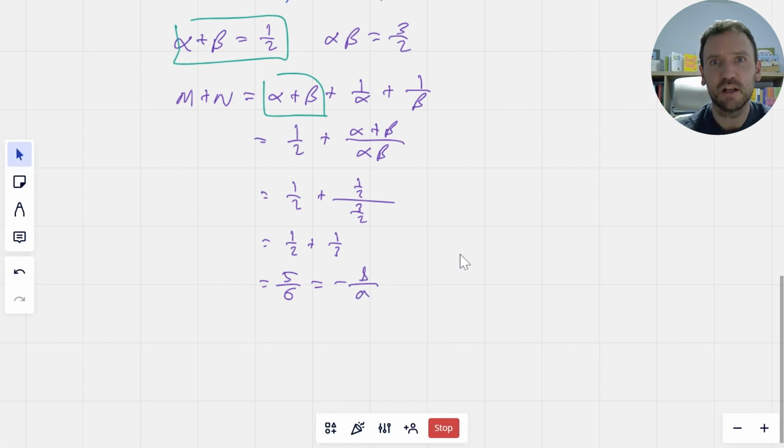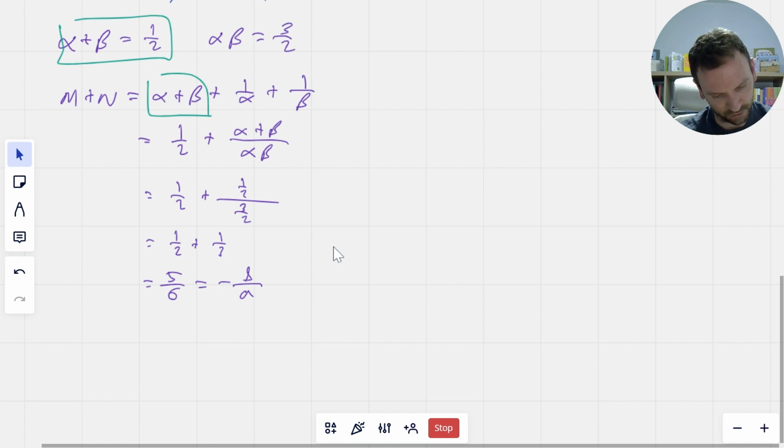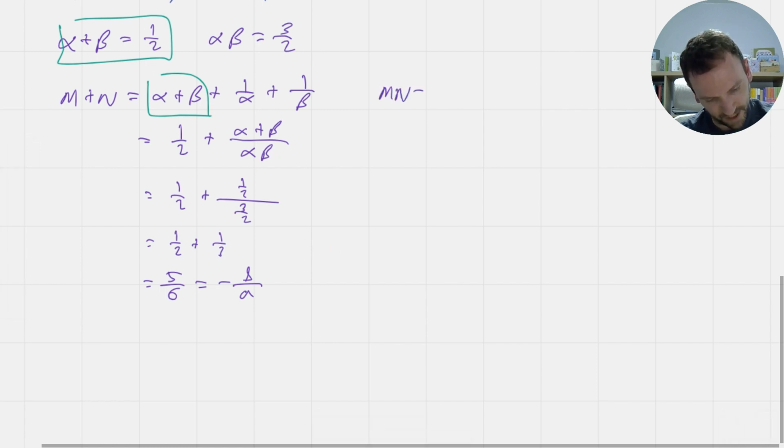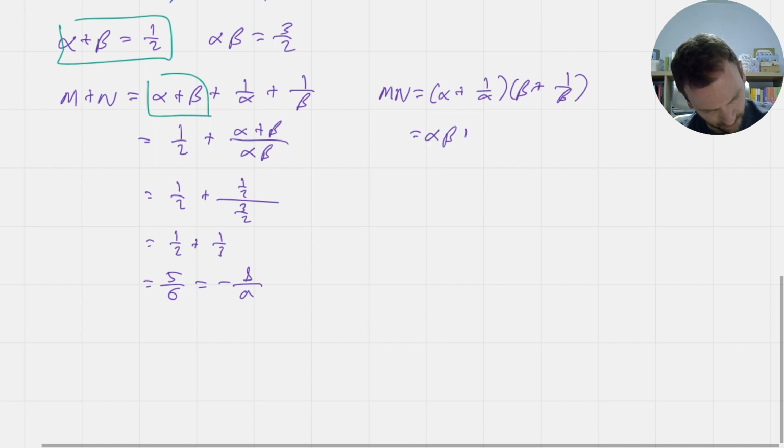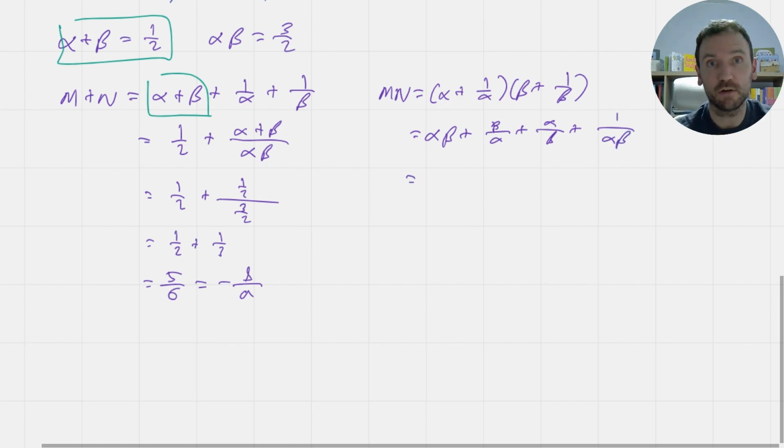That's one relationship. The other thing we need to look for here is the product of our roots. So we need to look for what m times n is. If we're doing that, we're doing alpha plus 1 over alpha multiplied by beta plus 1 over beta. And when we go through here, we're going to get alpha beta plus beta over alpha plus alpha over beta plus 1 over alpha beta. Some of these things we know already. We already know alpha beta because that's 3 over 2. And if we know that, we also know that 1 over alpha beta is the reciprocal of that. We know that's 2/3. The more complicated things are these two other fractions.